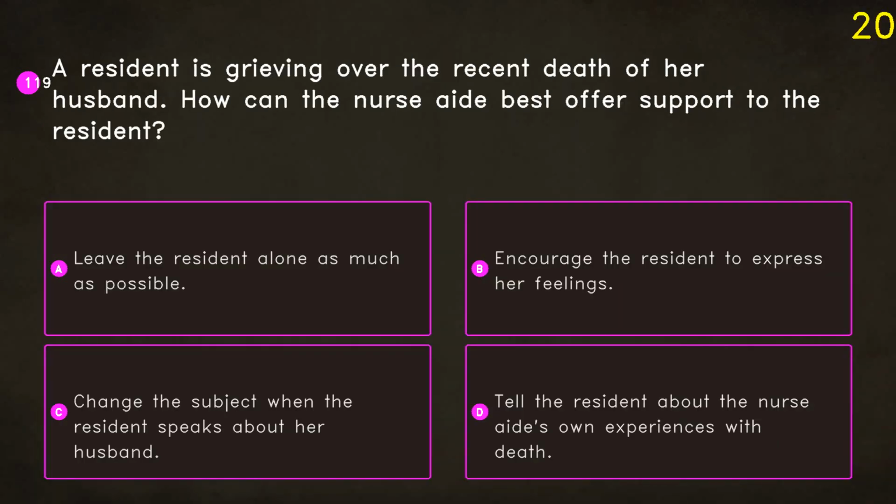Question 119. A resident is grieving over the recent death of her husband. How can the nurse aide best offer support to the resident?